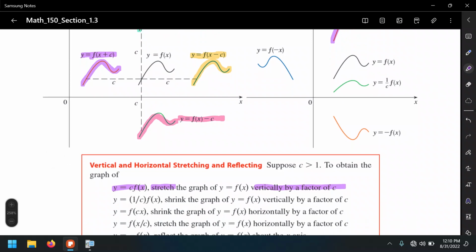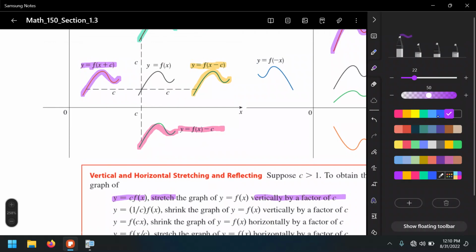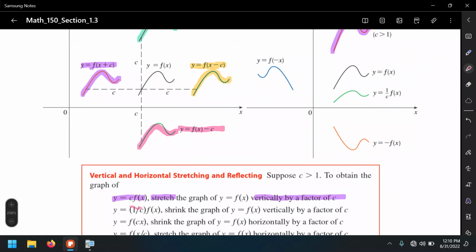What if instead of multiplying by that number, we divide, like in this case? This is going to be the opposite of stretching, which in this case is going to shrink the graph. We can see this right here: y equals 1 over c times f of x shrinks vertically by a factor of c. And it's this space in the graph.